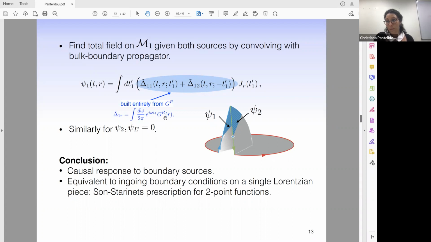bulk propagator. Okay. And if we do the same for the total field on segment 2, we'll find again something that only depends on the retarded G_R function. And if we also do the same for the psi_E, so the field psi that lives on the Euclidean segment, we'll see that it's trivial everywhere.